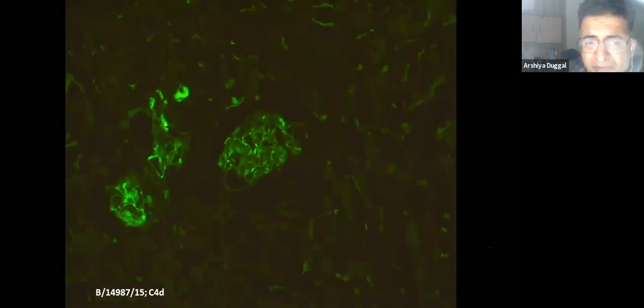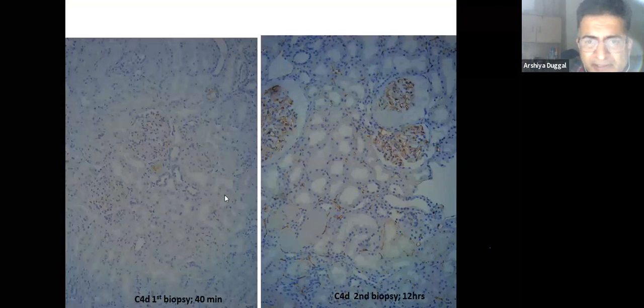Now, the second biopsy, done 12 hours post transplant, started showing very minimal C4d staining here and there. It was not diffuse, but there was some minimal staining in the peritubular capillaries, which I am showing here. This is just for comparison. We did IHC on both biopsies. The 40-minute biopsy showed no staining in the peritubular capillaries, but the biopsy done at 12 hours showed C4d staining in peritubular capillaries. This could be accommodation, but you have to remember that accommodation will take some time. It is only 12 hours post transplant, and you are seeing C4d positivity.